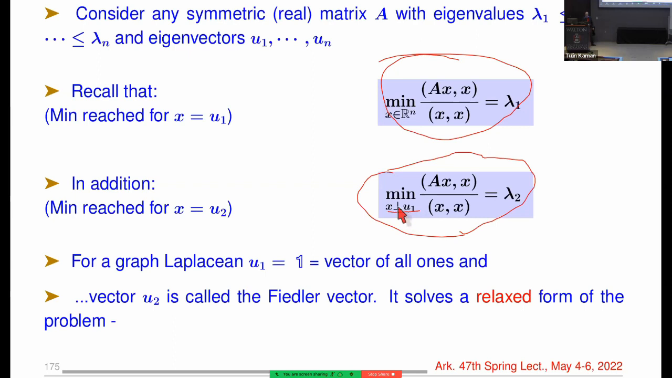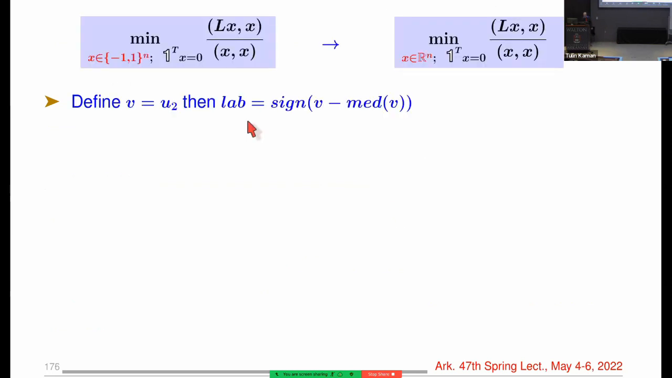So that's the same condition as saying E transpose times X is equal to 0. So that's what we solve. Instead of solving this, we're solving this. This is the relaxed form of the problem. And what we do then, instead of taking X, because we need plus 1 or minus 1s, is just take the sign of the vectors.